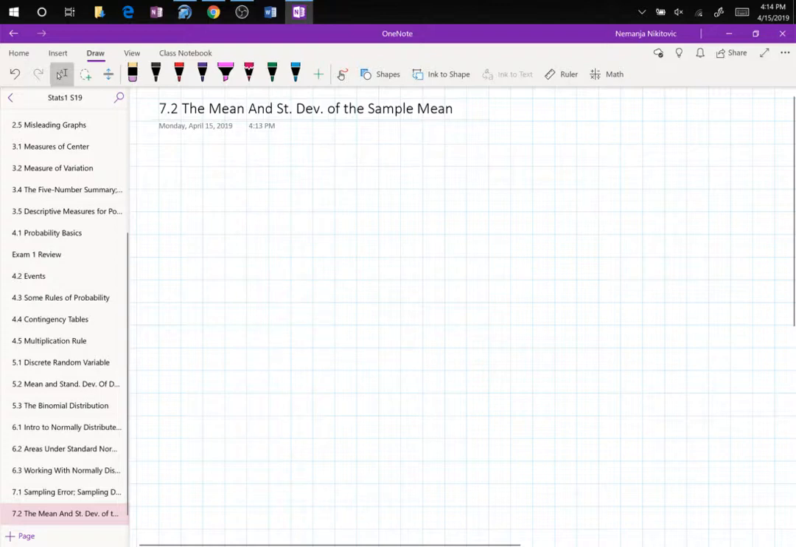Hello and welcome back to Statistics 1, section 7.2 on the mean and standard deviation of the sample mean. Last time, in 7.1, we discussed the sample mean. We took a population, some small population, so we can actually do this.